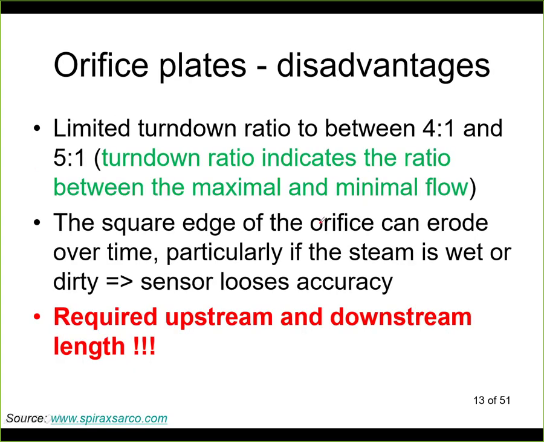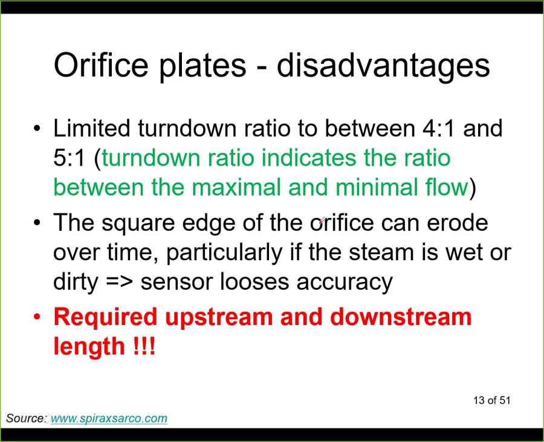Now what are the disadvantages? One disadvantage is that it has a limited turn down ratio. This means what is the minimal and what is the maximum flow that I can actually measure. And for the orifice plate it's about 5 to 1. So it means that I cannot measure a very small flow and a very large flow at the same time. There is a given ratio between the minimal and maximum flow rate that I can actually measure with this. And as we go through the other principles, we will see that the turn-down ratio will improve more and more.